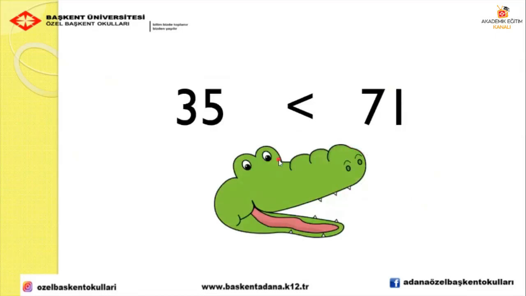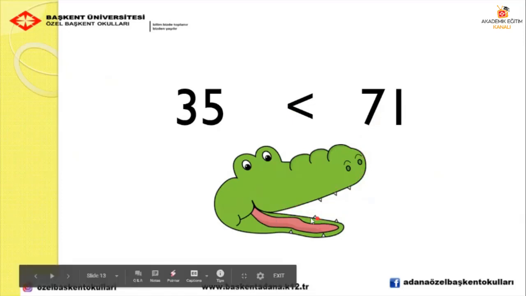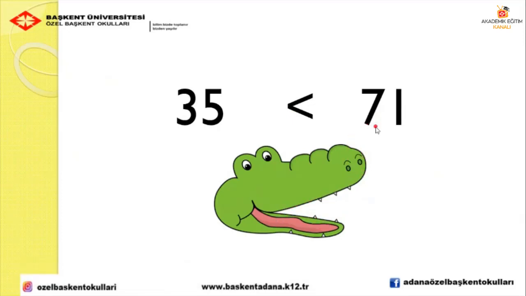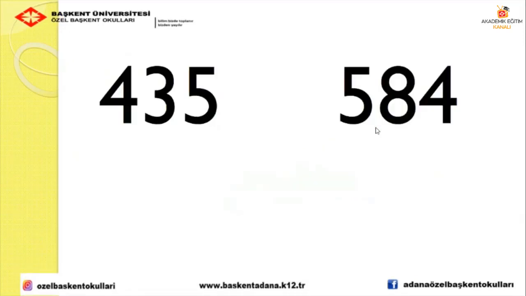You can also write it like this. 35 is less than 71. Just remember to open the mouth of the crocodile towards the biggest and largest and greatest number. Now, can you tell me which of these numbers is the greatest?